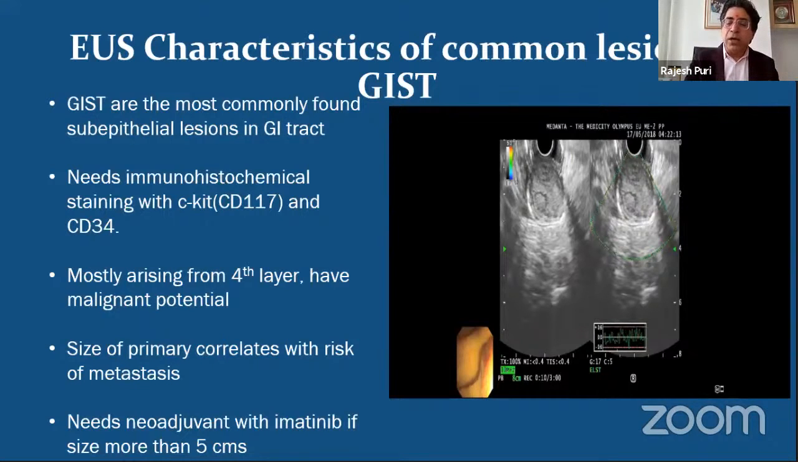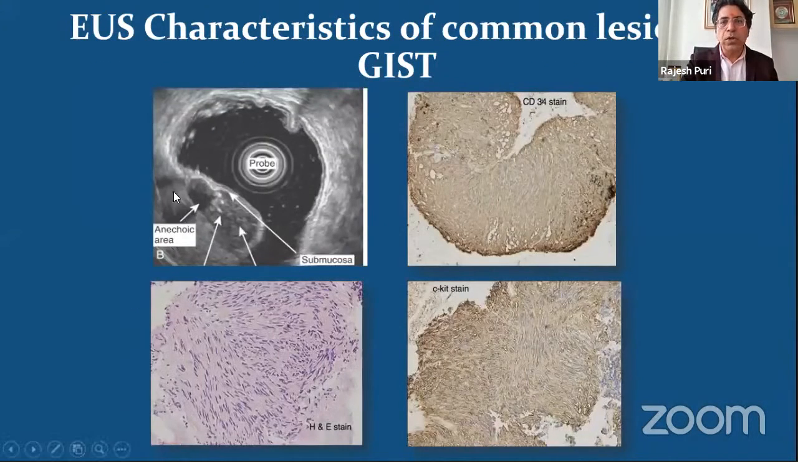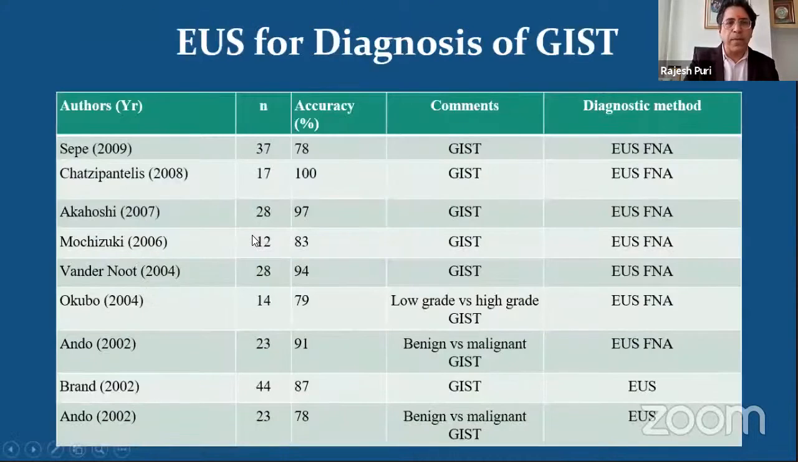By doing elastography as well as contrast EUS, you can also predict the nature of the GIST, and these patients require definitive treatment. So they are CD34 and c-KIT positive. They originate from the fourth layer. Generally, calcification is not a feature of GIST. It is more common in leiomyomas, but you may find calcification. Sometimes you may find cystic spaces.